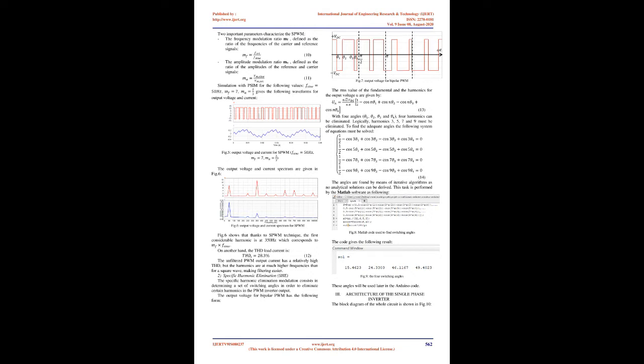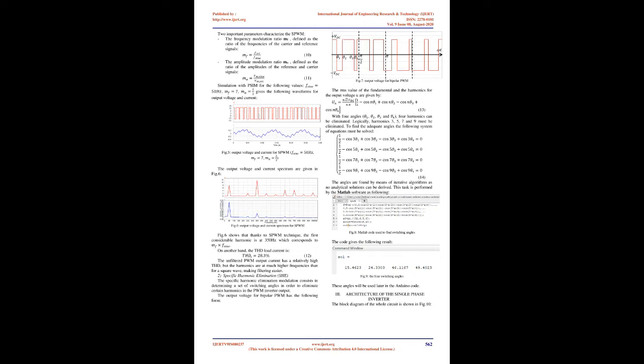PWM Inverter. Pulse Width Modulation, PWM, provides a way to decrease the total harmonic distortion of the load current. The harmonics will be at much higher frequencies than for a square wave, making filtering easier. There are many types of modulation techniques. In this project, 2 types of PWM will be used: 1. Sinusoidal Pulse Width Modulation, SPWM. 2. Specific Harmonic Elimination, SHE.